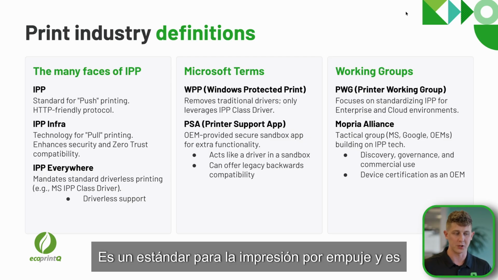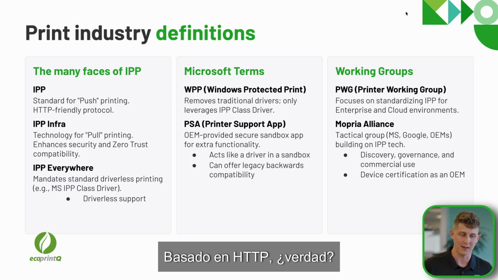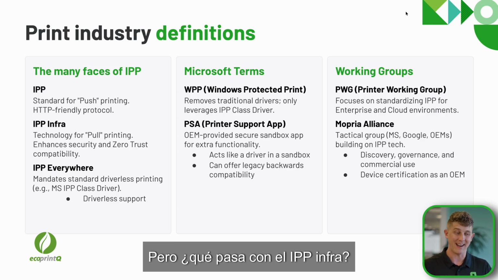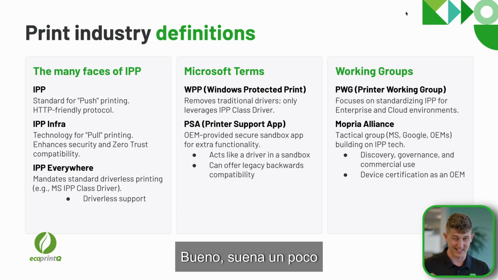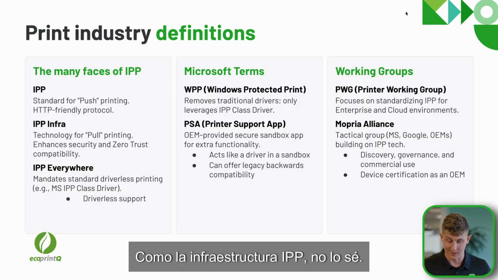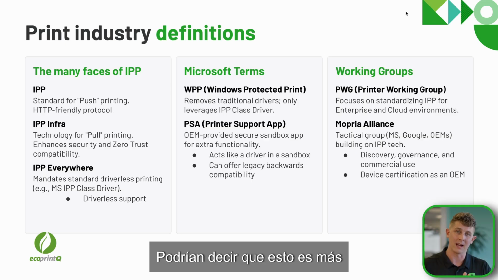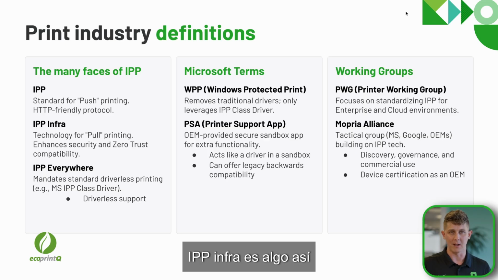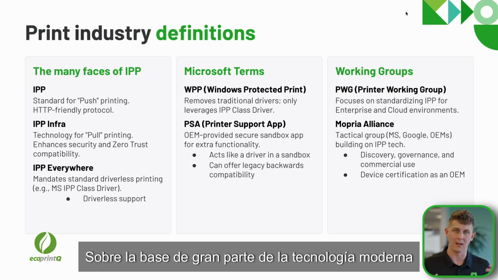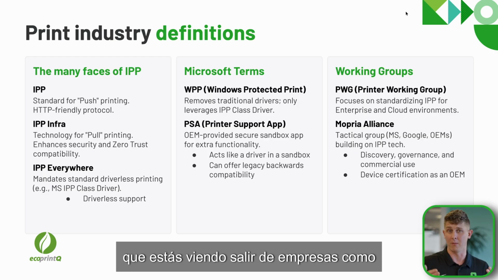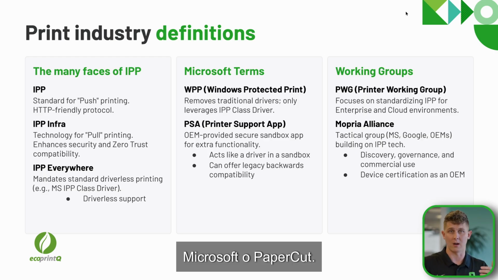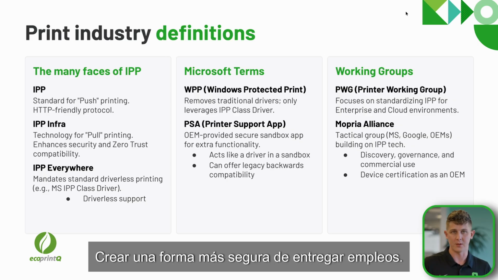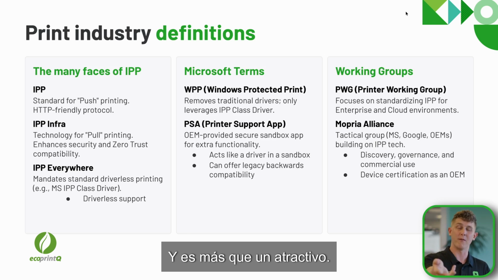Well, it's a standard for push printing, and it's based off of HTTP, right? And so we're all pretty comfortable with that. We've seen IPP before. But what about IPP Infra? It sounds like IPP infrastructure, I don't know. In talking to the devs, the best way they could put it is this is more of a pull printing, where standard IPP is a push. IPP Infra is underpinning a lot of the modern technology that you're seeing come out from companies like Microsoft or PaperCut. We're trying to leverage IPP Infra to create a more secure way of delivering jobs, and it's more of a pull.